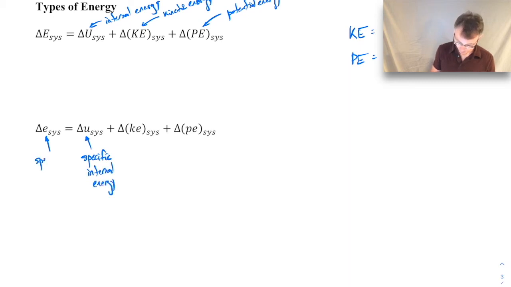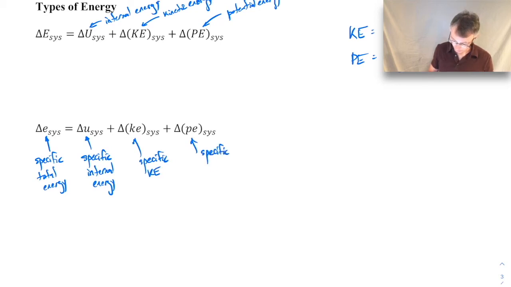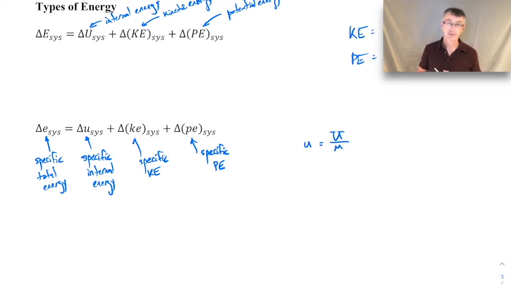This is the specific total energy. That would be specific kinetic energy. And there's the specific potential energy. Remember, specific quantities are just that quantity per unit mass. So like the specific internal energy would be the internal energy per unit mass, right?